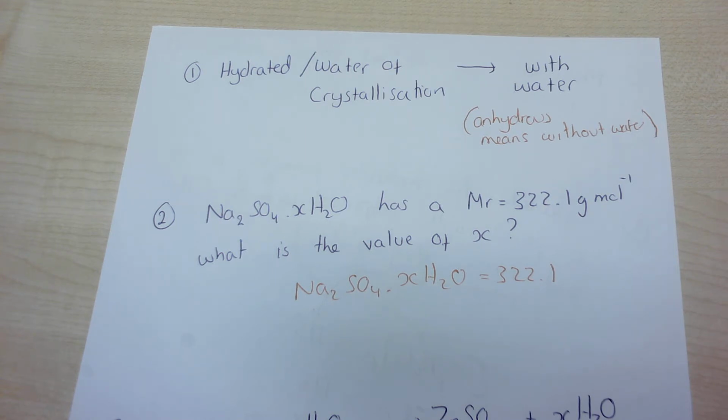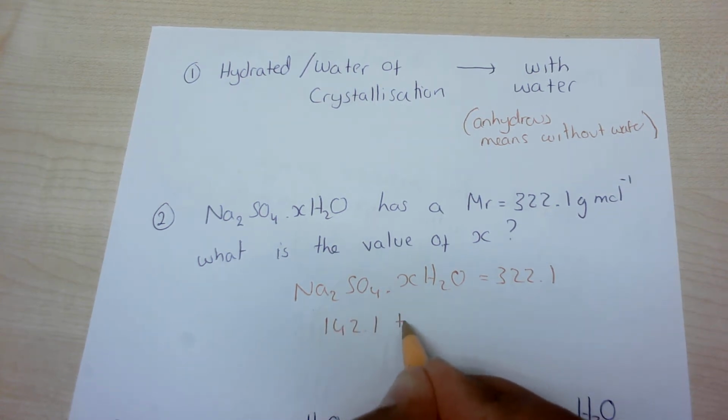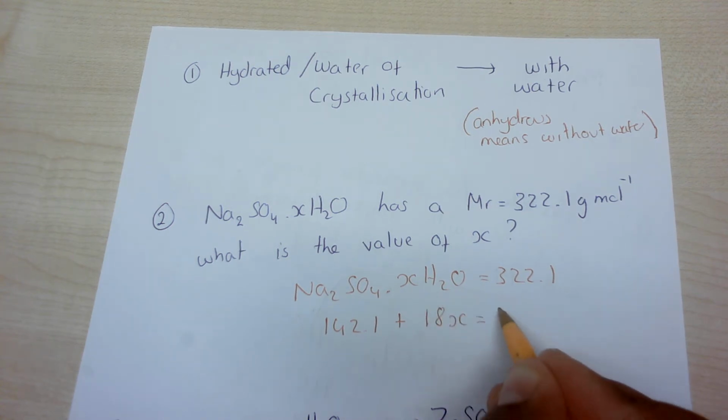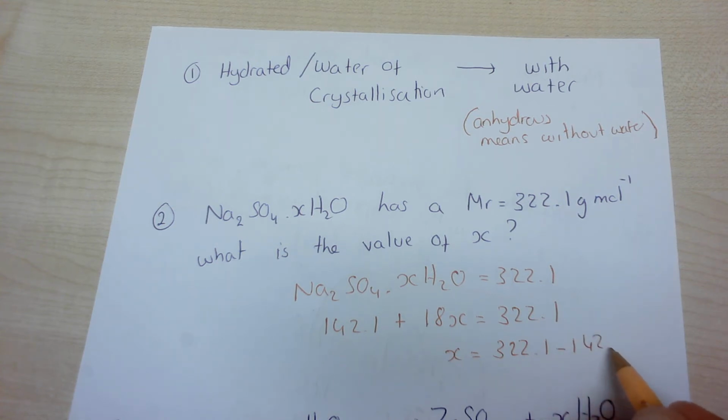So if I work out the MR of sodium sulfate, which is going to be 23 plus 23 for two of them, plus 32.1 for one of them, plus oxygen is going to be 16 times that by 4, I'm going to get that value to be 142.1. That's for the sodium sulfate. Plus water is going to be 18, 16 plus 2 is 18. X is equal to 322.1.